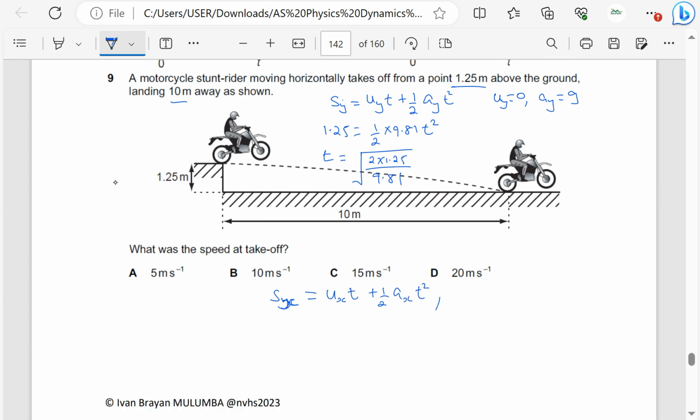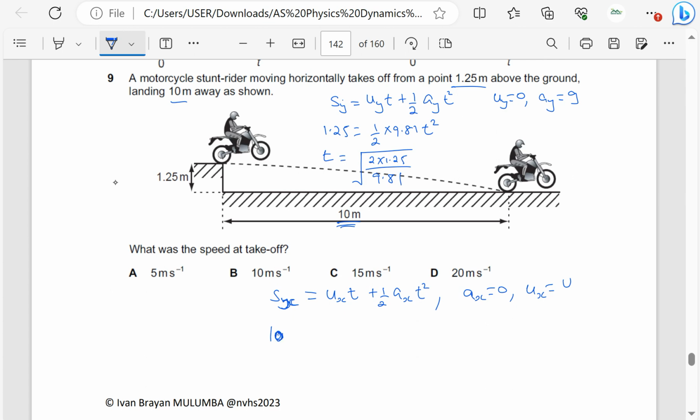But I want you to note that acceleration in the horizontal is 0 because there is no force acting in the horizontal. And initial velocity in the horizontal is what we want to find. Initial velocity in the horizontal, let it be just u. Of course, the time is the same because time is a scalar. But in the horizontal, it moves a distance of 10 meters.